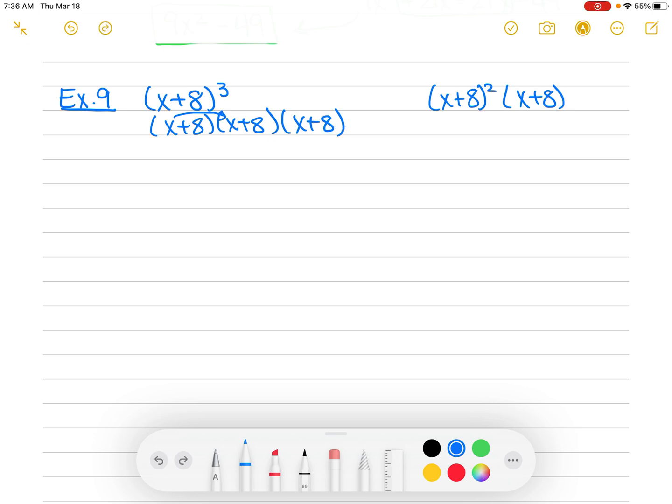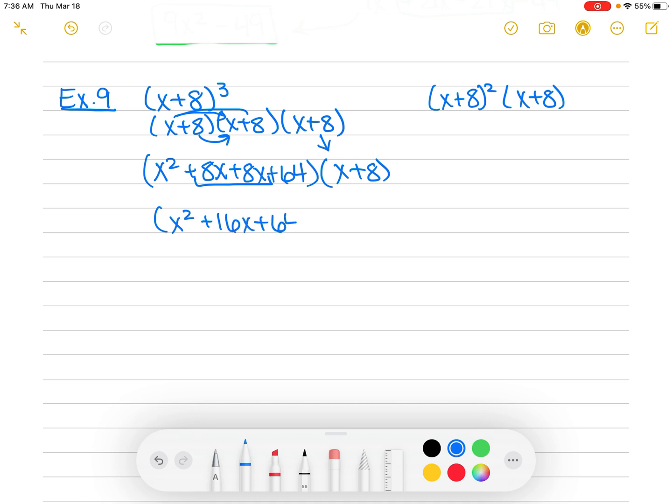Okay, so first I'm not going to even look at this one. I'm going to just do the first two. So I have x squared plus 8x. And then on the bottom I have 8x plus 64. Okay, and that's all going to be times this x plus 8. But before I multiply by that x plus 8, I'm going to put together my like terms. So I have x squared plus 16x plus 64, all times x plus 8.